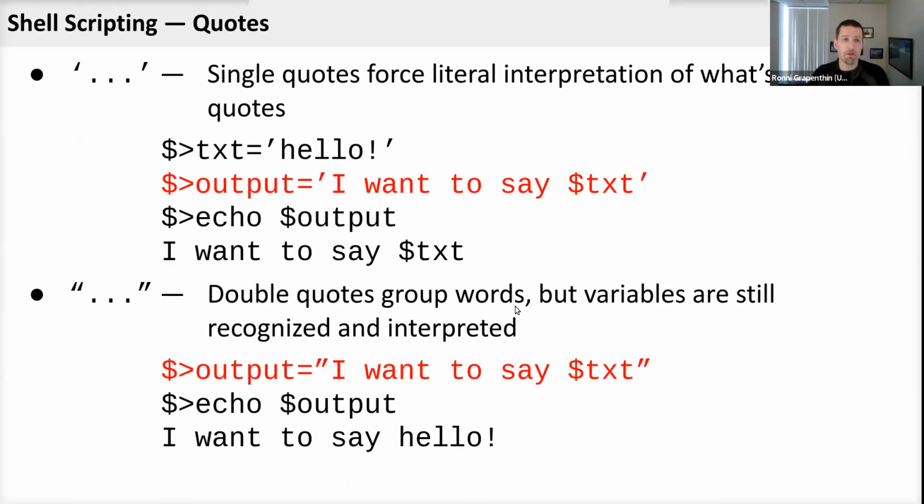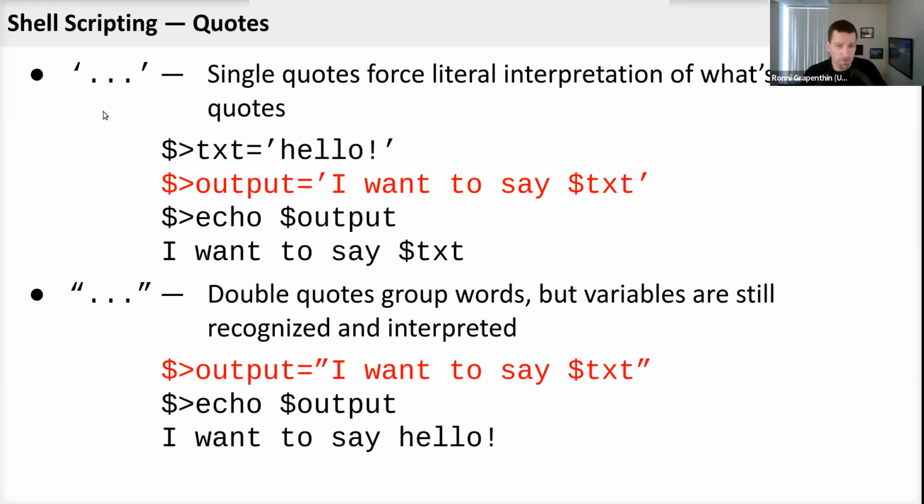Next, quotes. There are two types of quotes: single quotes and double quotes. Single quotes force the literal interpretation of what's in the quotes. So if we set text to hello, output we set to 'I want to say $text', and then we echo the output. And remember, these are my shortcuts for the prompt. If we echo $output, what the shell does is it looks at what is in the variable output, 'I want to say $text', and so that is what's being printed.